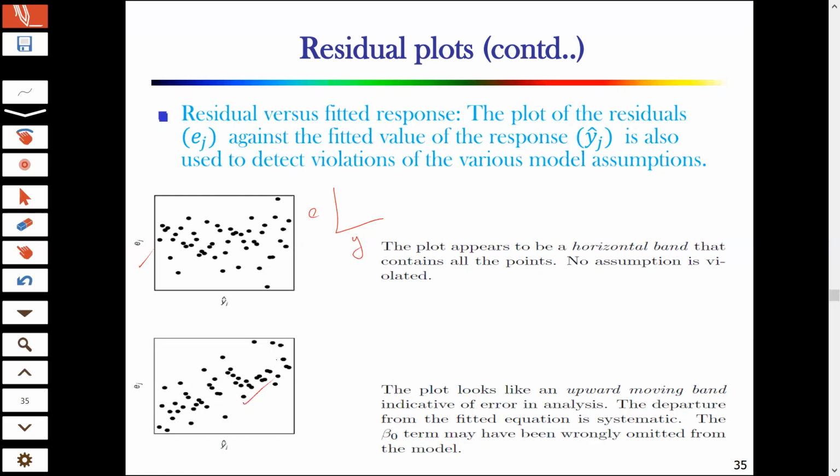In this plot, look here, there is an upward-moving band, indicating an error in the analysis. The departure from the fitted equation is symmetric. The beta zero term may have been wrongly omitted from the model. It seems the model is passing through the origin.